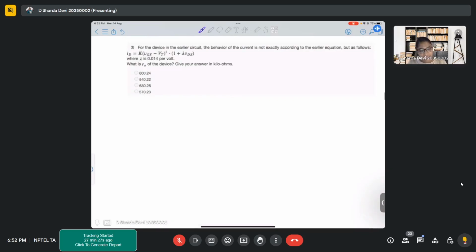So in this problem, for the same circuit, it says your ID is K (VGS minus VT) whole square times (1 plus lambda VDS), right? So first of all, looking at this equation, what does it tell you about the transistor? What is the mode of operation of your transistor? Saturation. Yes, I agree. It is in saturation. But what does this mean?